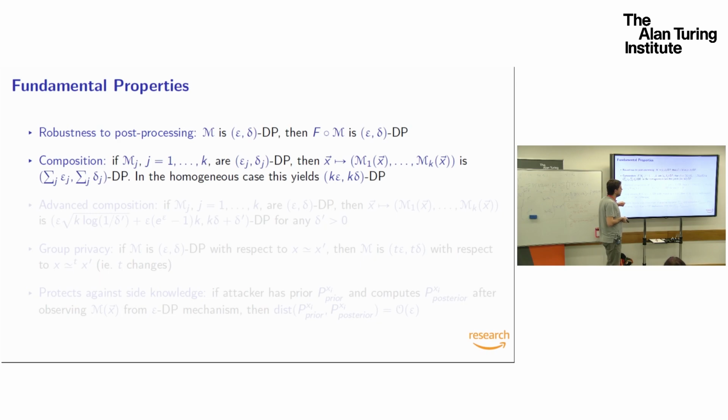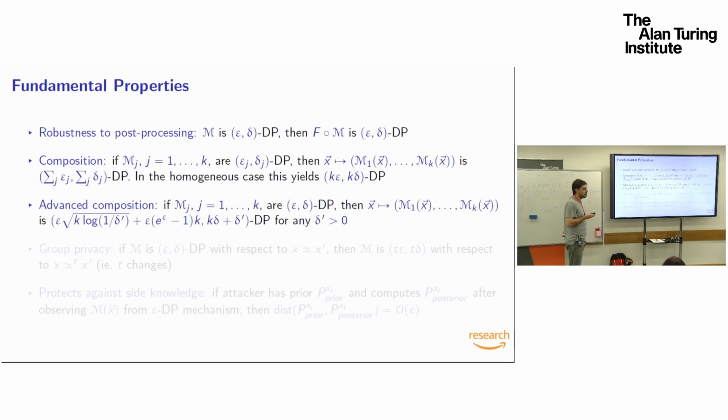Composition, right? You can also think that you want to run several mechanisms on the same data. So if you have M1 up to Mk, with their privacy parameters, and you think, well, I have this data set, and I'm going to reveal the answers provided by M1, M2 up to Mk on this same data set, then you can show that the output is differentially private with the sum of the parameters in the epsilons and the deltas. So when these things are all the same, you get k epsilon and k delta. Now, this is the simple composition. This is very easy to prove, but it's not the best you can do in this scenario.